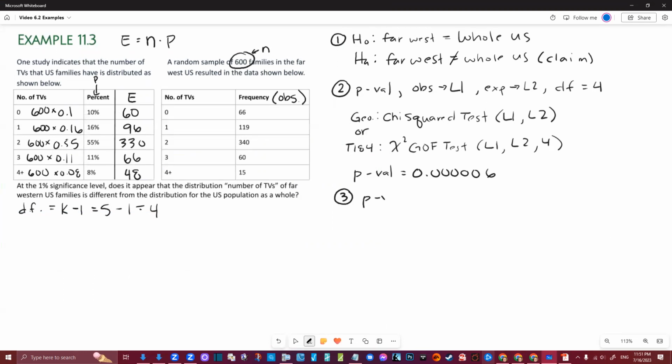And we know for our decision, we compare that p-value to our alpha. And our alpha is 1%, so 0.01. 0.00006 is definitely less than 0.01. So in that case, we feel fairly confident in rejecting the null hypothesis.